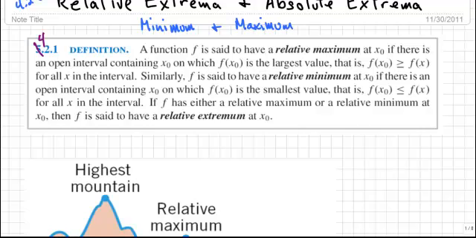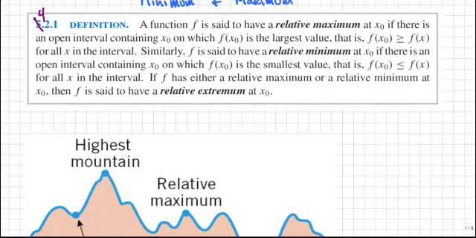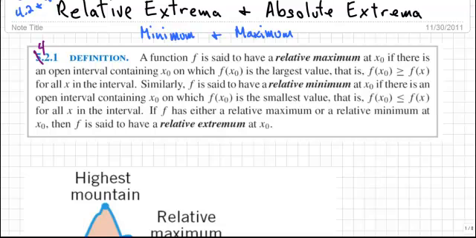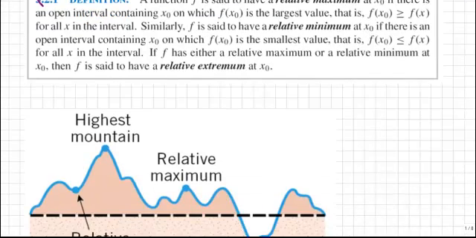Likewise, f is said to have a relative minimum at x naught if there is an open interval containing x naught on which f of x naught is the smallest value. That is, f of x naught is less than or equal to f of x for all x in the interval. So when we're talking about maximums and minimums, we're talking about the value of the function. Where is it the biggest and where is it the smallest?